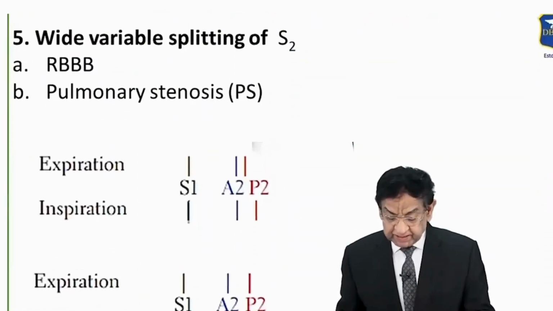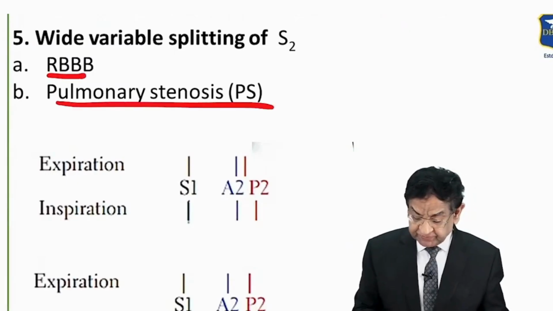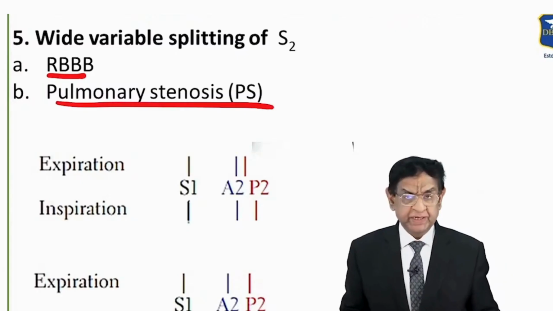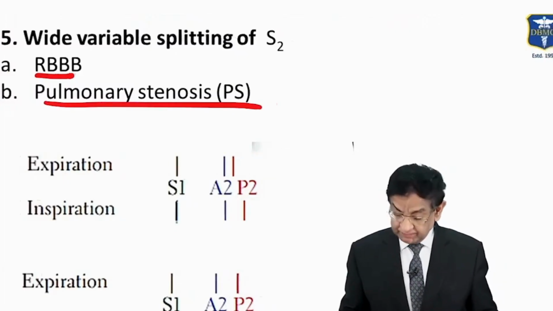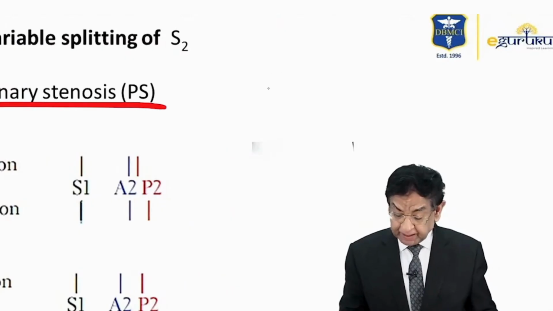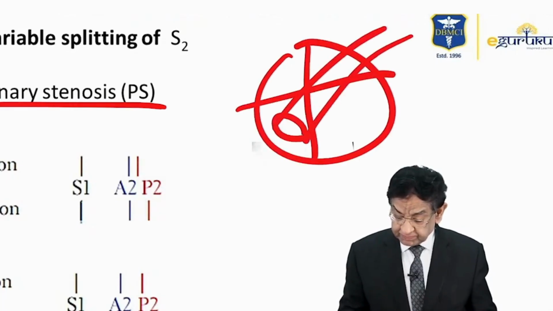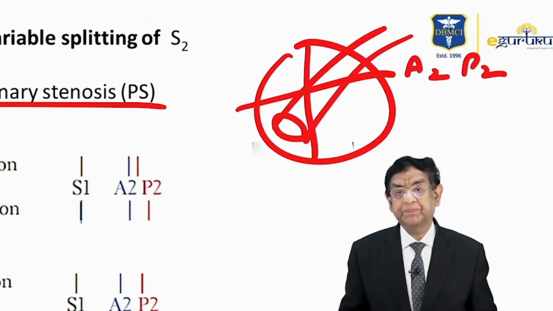Wide and variable splitting of S2 we see in right bundle branch block and severe pulmonary stenosis. Okay, first I explain to you. Let's say in pulmonary stenosis, this is the normal heart: A2 comes first, P2 comes later on.